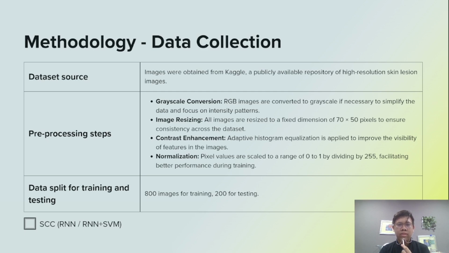Third is contrast enhancement, where we apply adaptive histogram equalization to improve the visibility of features in the images. And lastly is normalization, where the pixel values are scaled to a range of 0 to 1 by dividing by 255, facilitating better performance during training. Then there is the data split for training and testing, where we split the images into 800 images for training and 200 for testing.